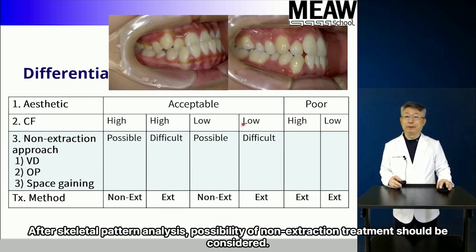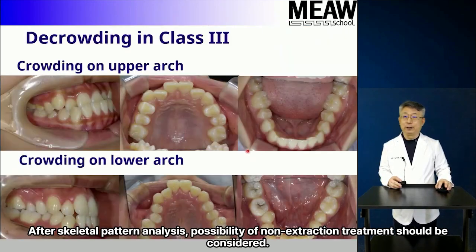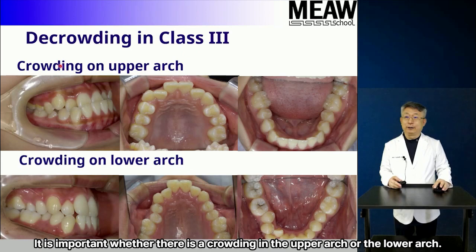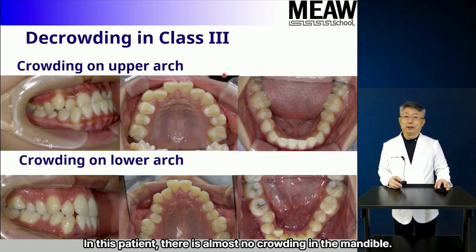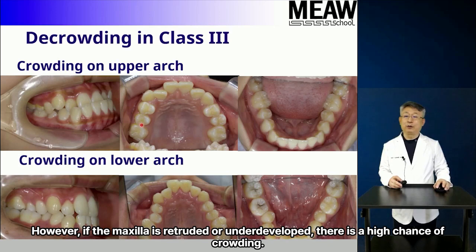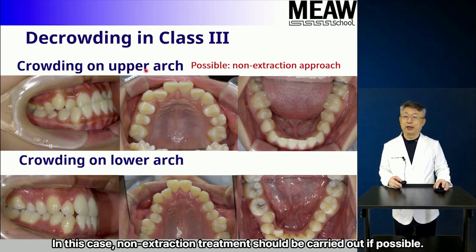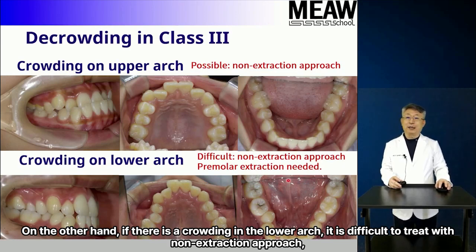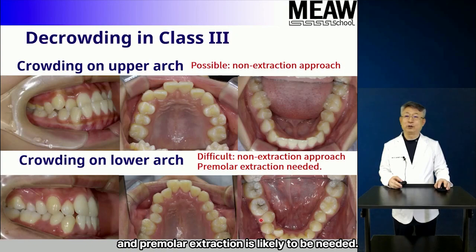After skeletal pattern analysis, possibility of non-extraction treatment should be considered. It is important whether there is a crowding in the upper arch or the lower arch. In this patient, there is almost no crowding in the mandible. However, if the maxilla is retruded or underdeveloped, there is a high chance of crowding. In this case, non-extraction treatment should be carried out if possible. On the other hand, if there is a crowding in the lower arch, it is difficult to treat with non-extraction approach, and premolar extraction is likely to be needed.